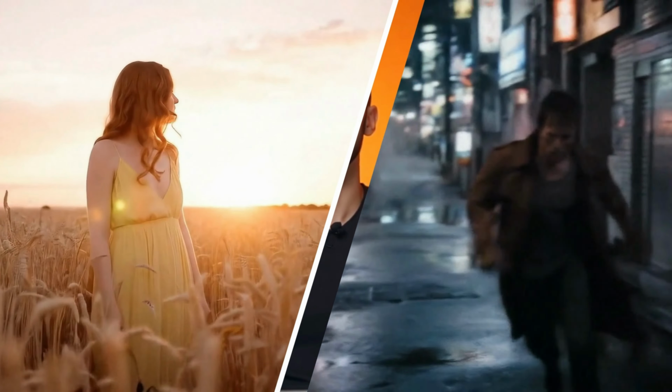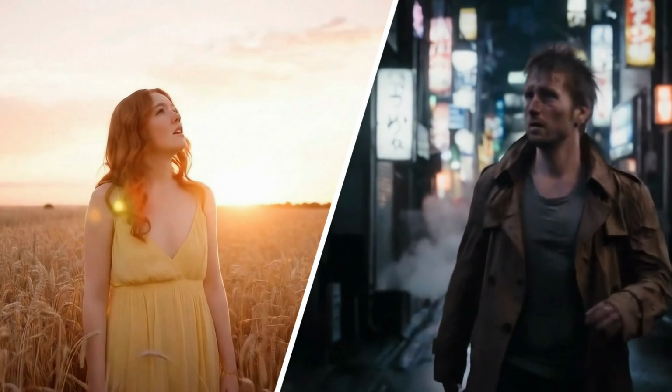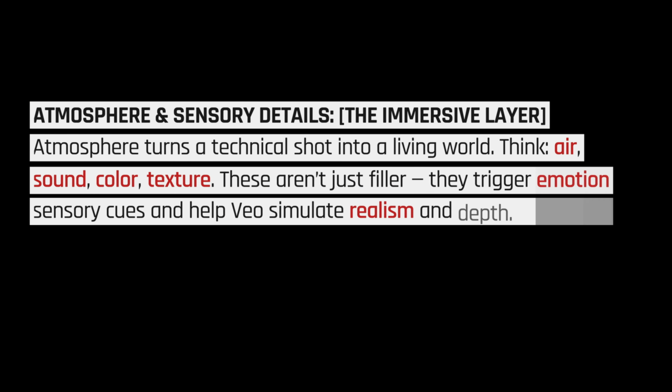Alright, so far, you've hooked the viewer with a cinematic opening and built a strong visual core by defining who, what, and where. Now it's time for the next tip that transforms your video from a shot into a world. Tip 3, Atmosphere and Sensory Details, the immersive layer. This is where your prompt stops being just visual and becomes emotional.